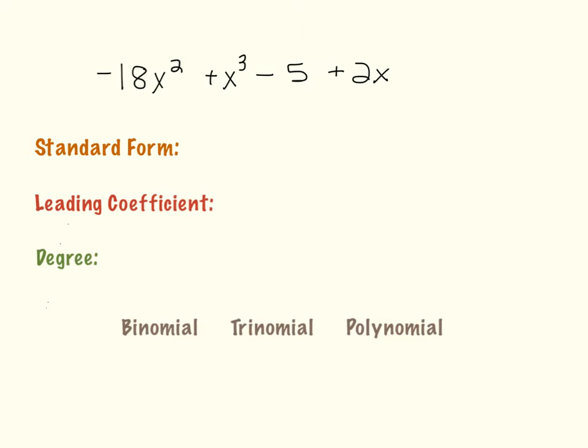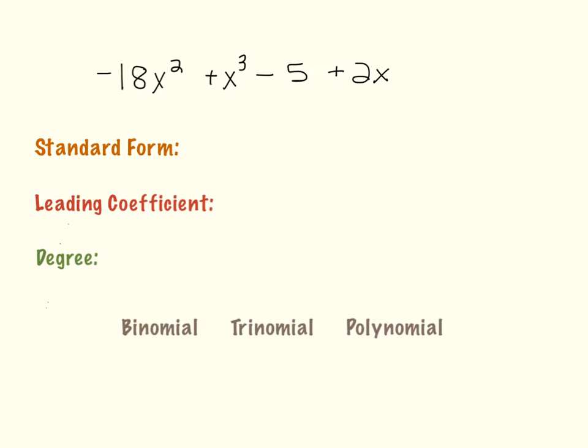So this is an example of a polynomial. Poly means many terms. Don't forget that terms are separated by addition and subtraction, so this would be a term, this would be a term, this would be a term, this would be a term. So this guy has 4 terms. First thing I need to do is write it in standard form. Standard form writes something with the highest degree down to the lowest degree.